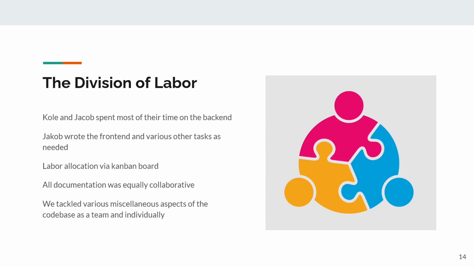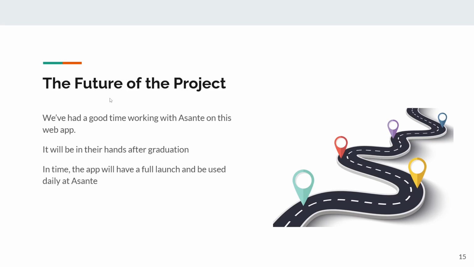We did labor allocation and miscellaneous tasks and documentation all very together as a team, very Scrum-like. A lot of the actual labor prioritization was done during weekly meetings where we would stick things on a Kanban board and talk about it. It was super effective.